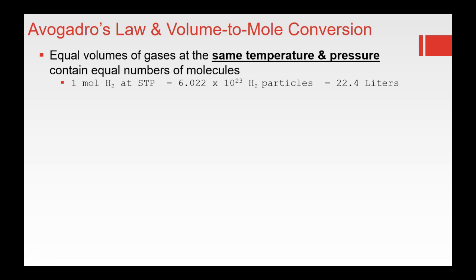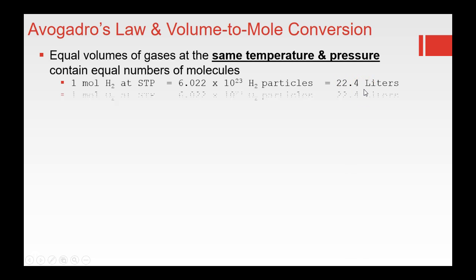So standard temperature and pressure, if you recall, that is going to be 1 atmosphere of pressure and 0 degrees Celsius. 1 mole of hydrogen gas at standard temperature and pressure is going to have 6.022 times 10 to the 23rd hydrogen particles. So this is nothing new, we covered that before. And that's actually going to work out to be 22.4 liters exactly.